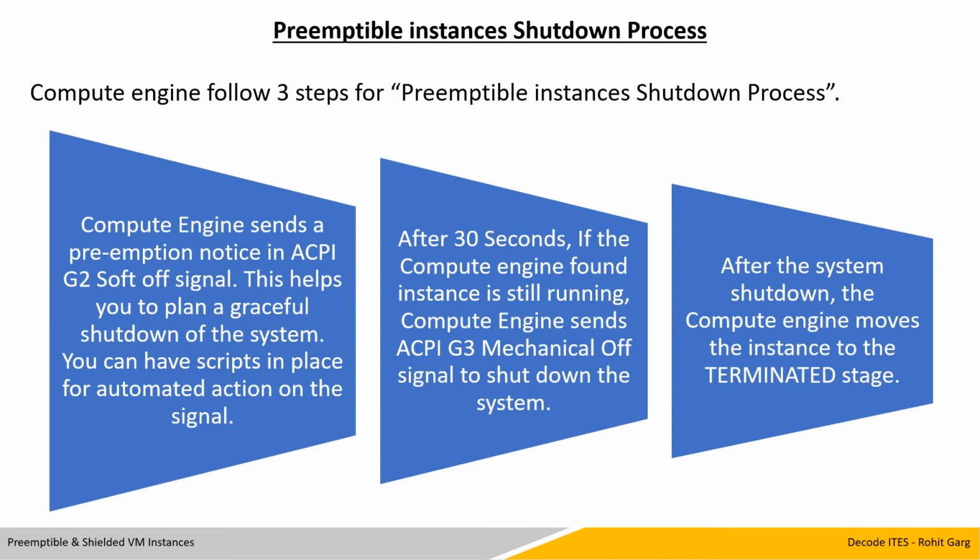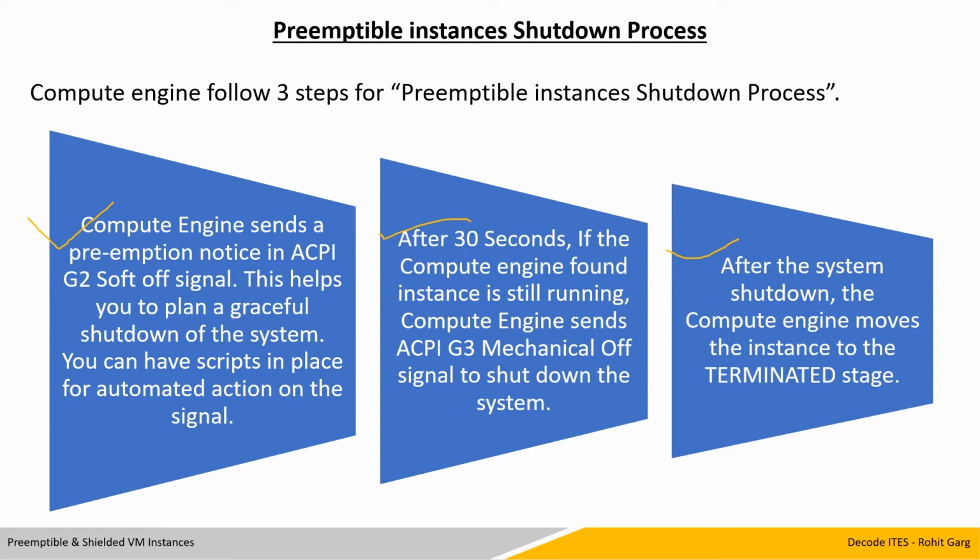Preemptible instances follow the graceful shutdown process. In step 1, Compute Engine sends a preemption notice in an ACPI G2 soft off signal. This helps you to plan a graceful shutdown of the system. You can have a script in place for automated action on this signal. After 30 seconds, if Compute Engine finds the instance is still running, it sends an ACPI G3 mechanical off signal to shut down the system. And step 3, after shutdown, Compute Engine moves the instance to the terminated state.